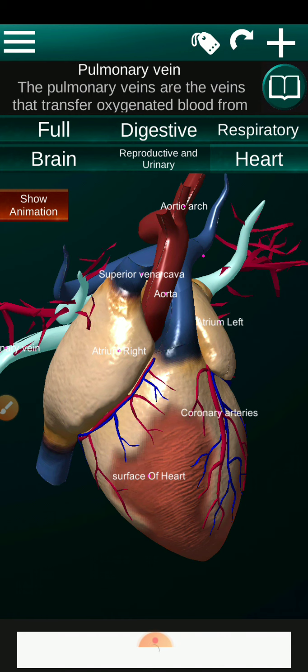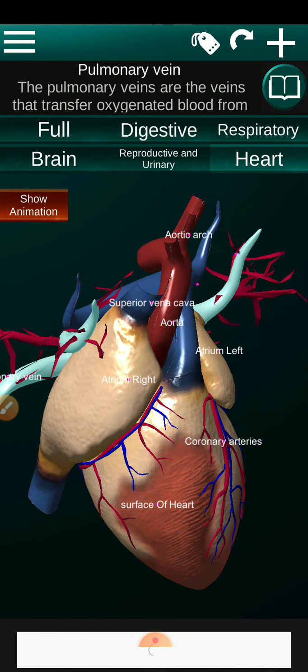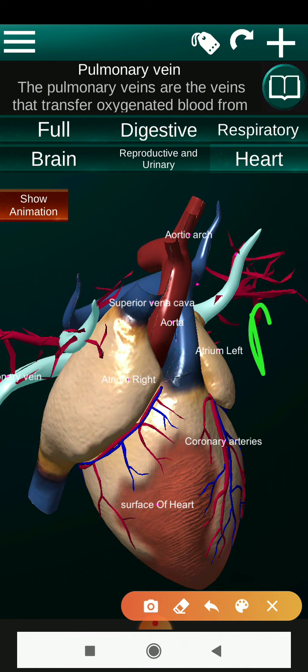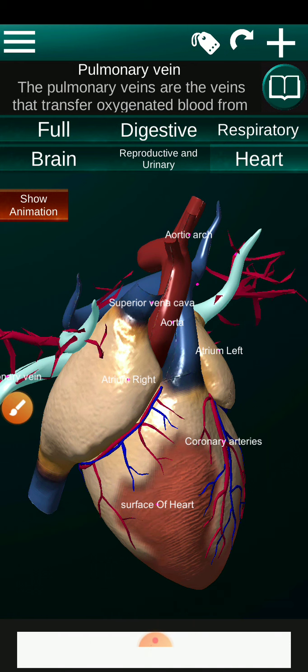This vessel is called the pulmonary vein. This is the only vein which carries oxygenated blood. Otherwise all the veins carry deoxygenated blood. Okay. Now next is this one.